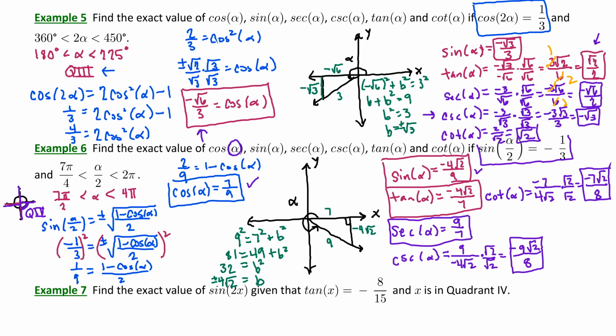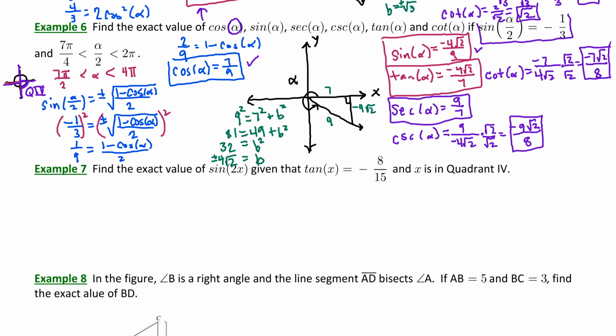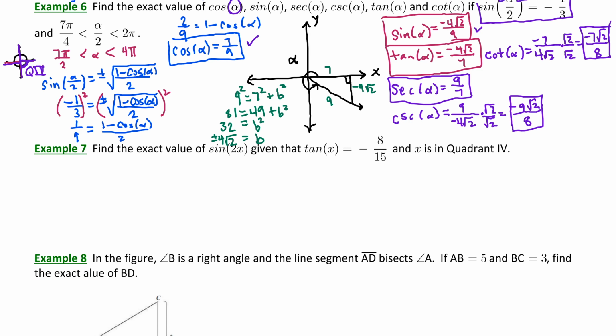Now, in those 2 examples, we are starting with an identity, and the first one was a double angle identity, the second one was a half angle identity, but then we resorted back to the basic definitions of the 6 trigonometric functions and a graph of the angle in standard position to determine the values of the other trig functions. That makes it pretty quick and efficient to work that problem.